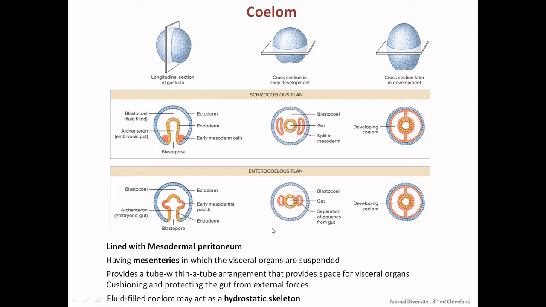Okay. So these coeloms are lined with the mesodermal peritoneum, having the mesentery in which the visceral organs are suspended. In the coelom, there are the mesenteries, and inside it, there are the visceral organs. So it provides a tube within a tube arrangement that provides space for the visceral organs, cushioning and protecting the gut from the external forces. So it works like a shock absorber, and it works as a hydrostatic skeleton in various animal behavior that will be discussed in their respective lectures.